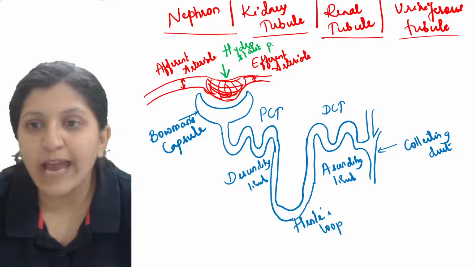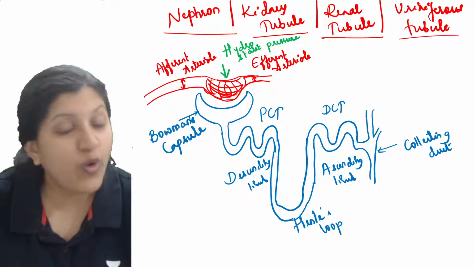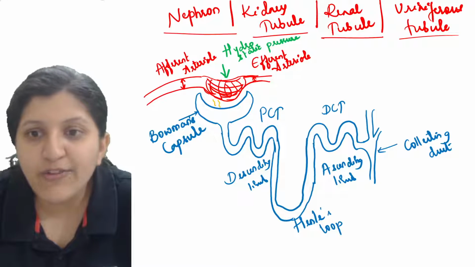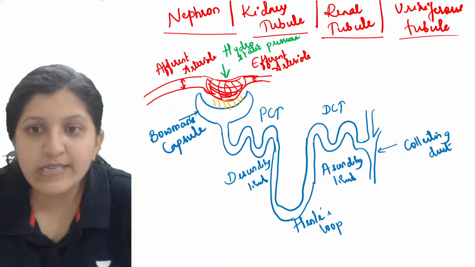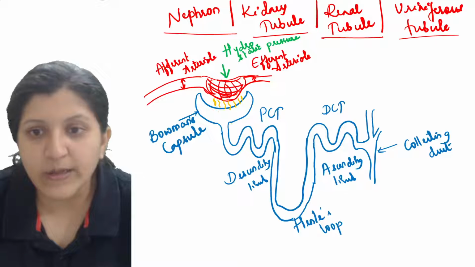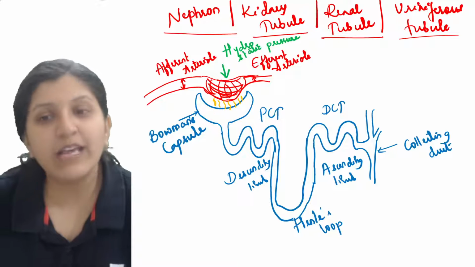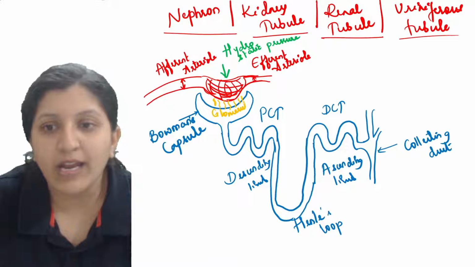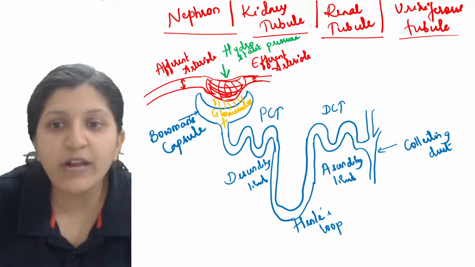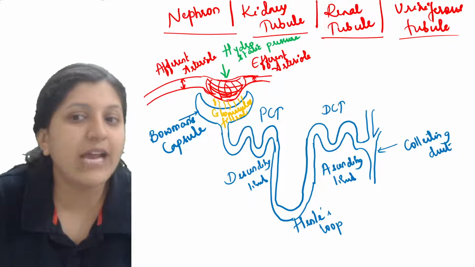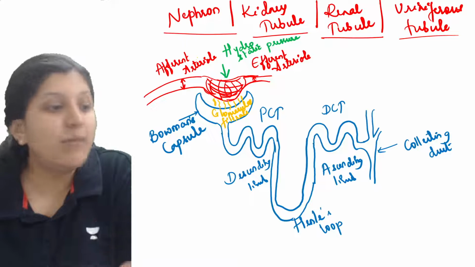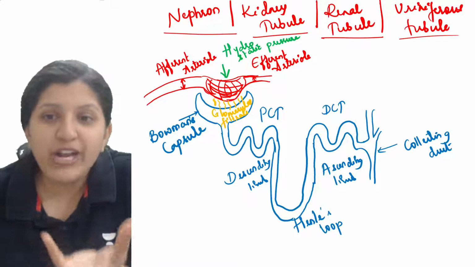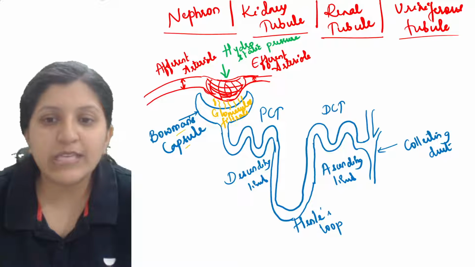So this one is hydrostatic pressure, and inside this there is a filtration process which is going to occur. The one which is collected here, we call the glomerular filtrate. So how exactly does glomerular filtrate formation occur? It is from the blood. The blood itself is getting filtered, and the filtrate is received by the Bowman's capsule.